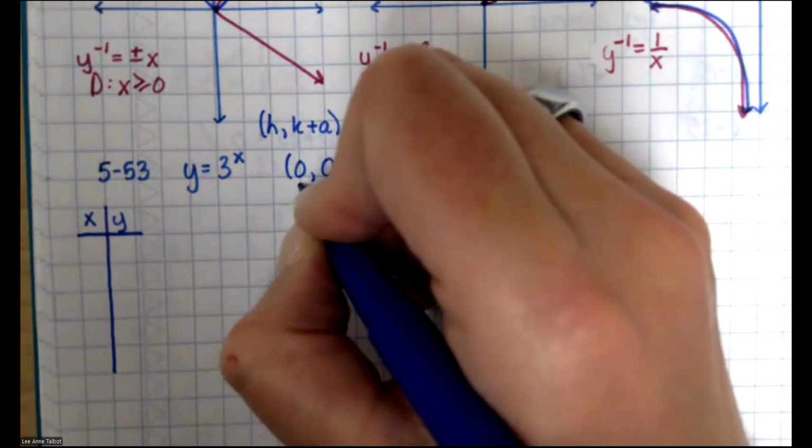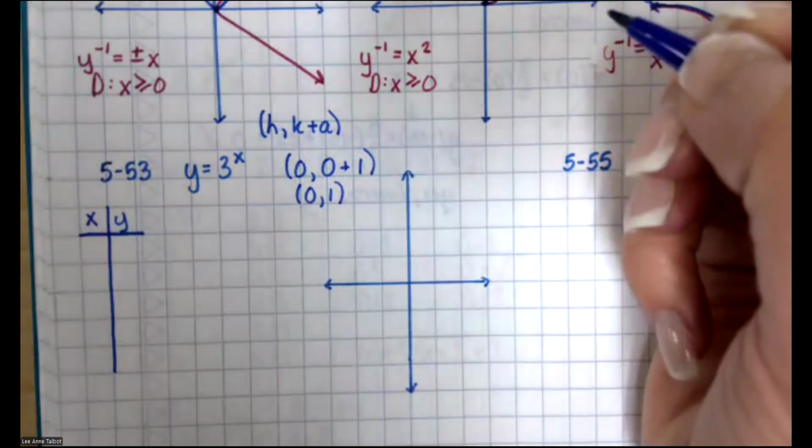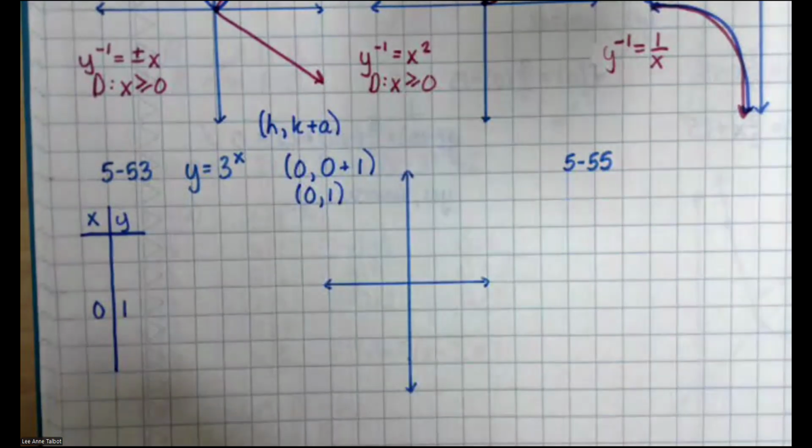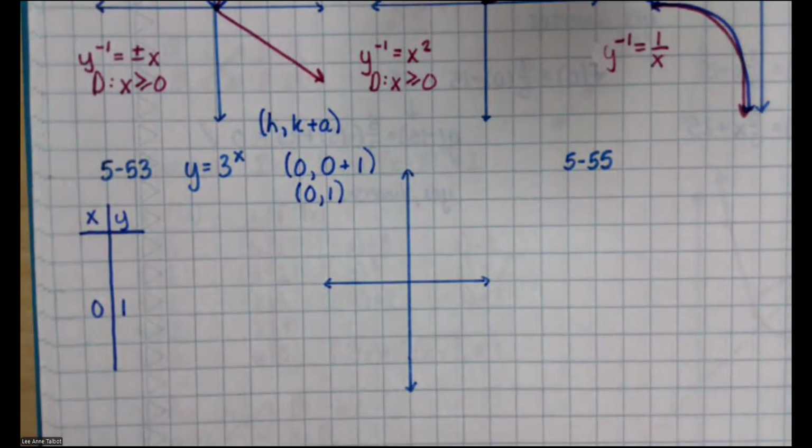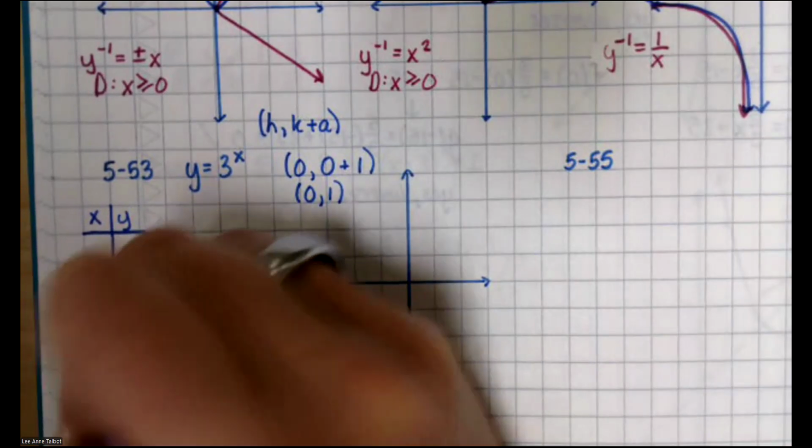Okay, so the locator point is 0, 1. Put 0, 1. That's the y value. All right, so now we're gonna go our usual.